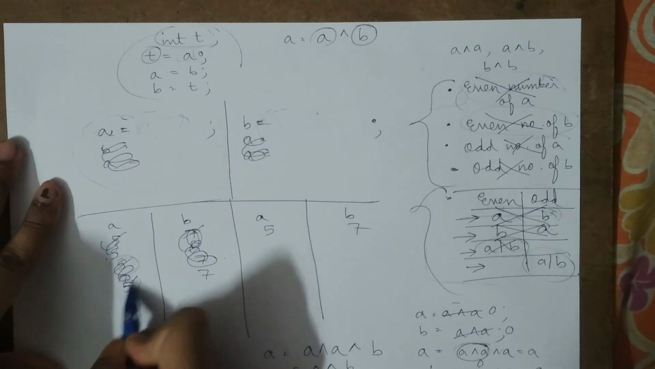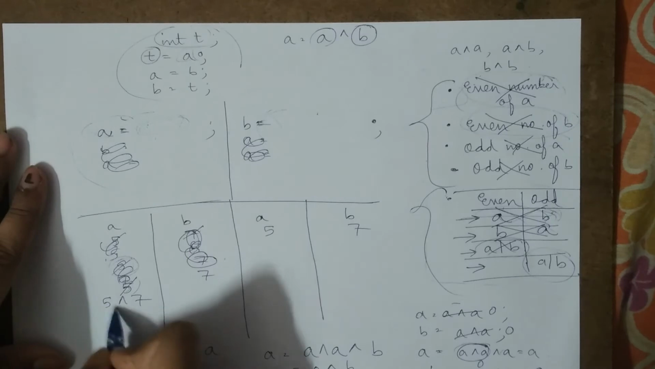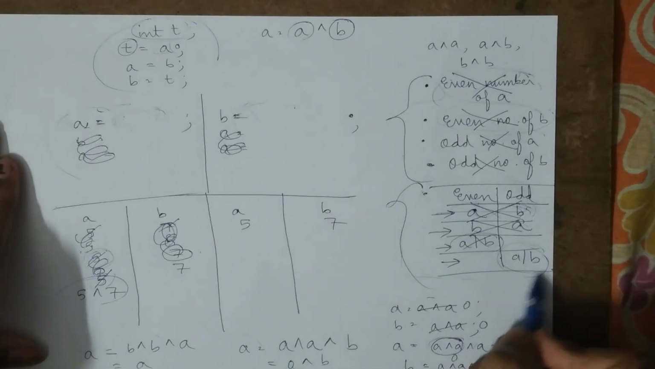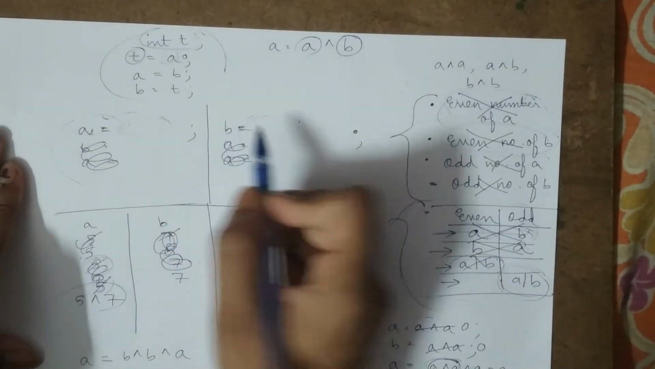So now what is happening? Now 5 XOR 7 will reduce to 5 XOR 7. So what I am seeing over here is that 5 is not getting lost and it is present somehow in the equation. So this case seems somewhat right to me. So I will proceed with this case. And let's see what will happen on the right hand side of the equation.